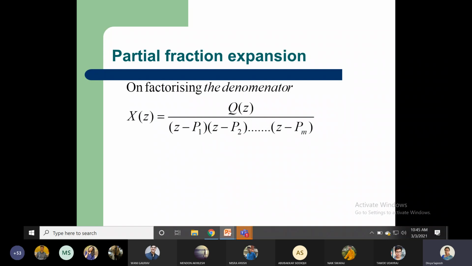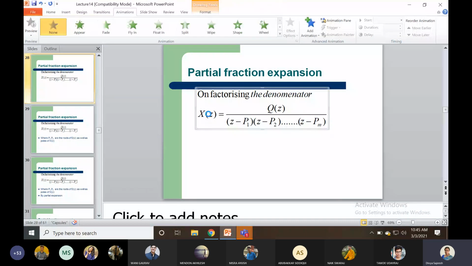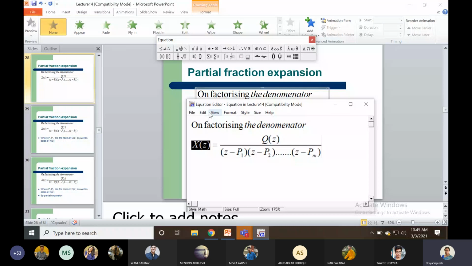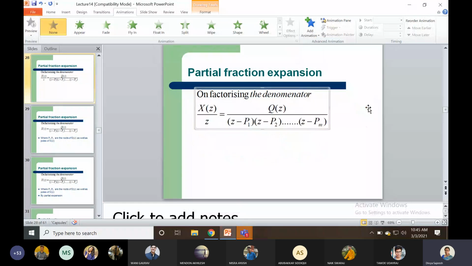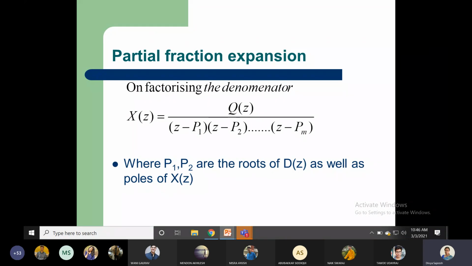Now, on factorizing the denominator, x of z by z is equal to q of z over the denominator factorized as z minus p1 into z minus p2 up to z minus pn, where p1, p2 and so on are the roots of the denominator, as well as I can tell, the poles of x of z.